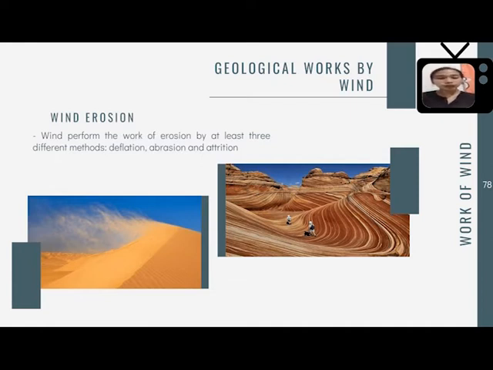So, deflation is the process of removal of particles of dust and sand by strong wind. So, it is the process of removal of only dust and sand. So next is the abrasion. This type of erosion involves rubbing, grinding, and polishing of the rock surface by any natural agent. So next is attrition.